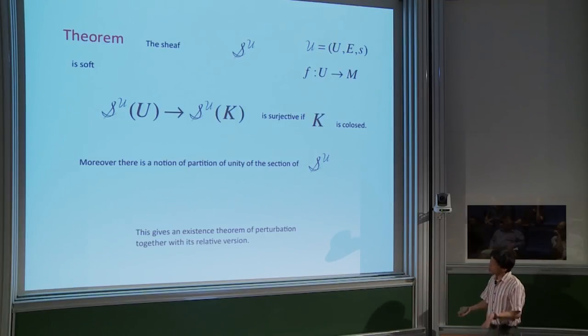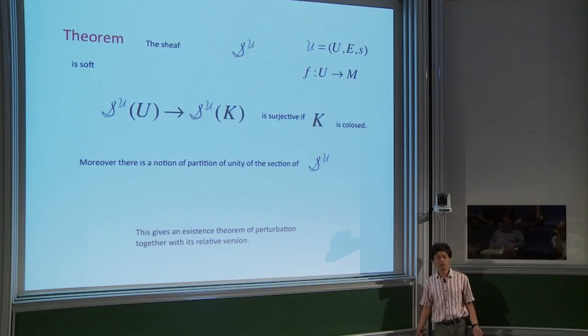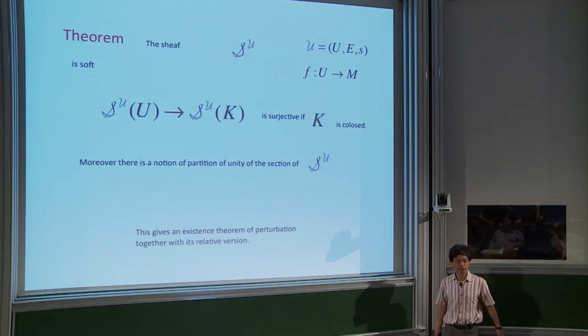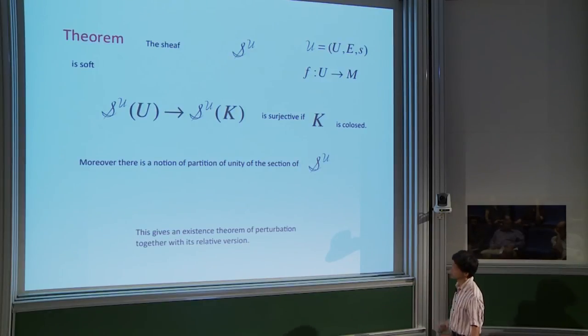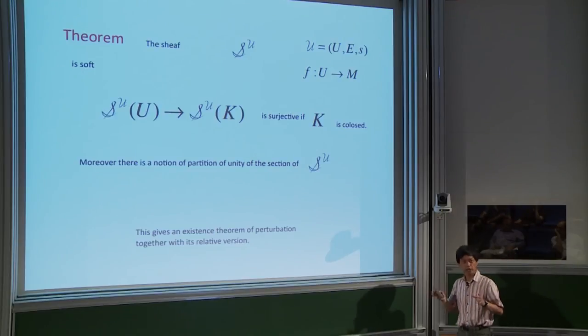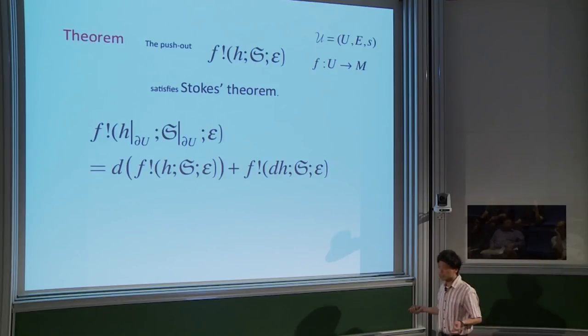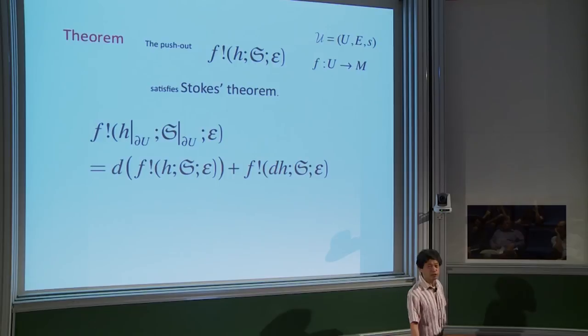Moreover, you can define a partition of unity for this sheaf. Unfortunately, it is not a sheaf of groups. It is a sheaf of sets, but it is of an affine type. So you can define partitions of unity, and you can define these extensions. This is the main thing we can use to prove the existence of this kind of perturbations. And since you are working with these integrations, the main theorem should be Stokes' theorem.